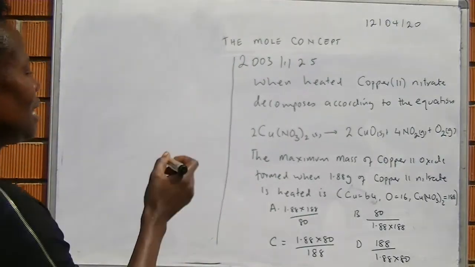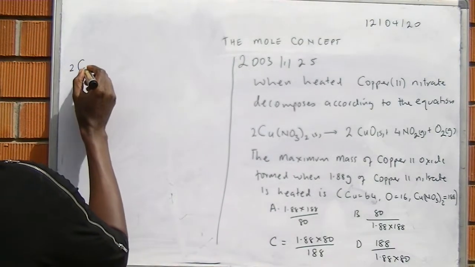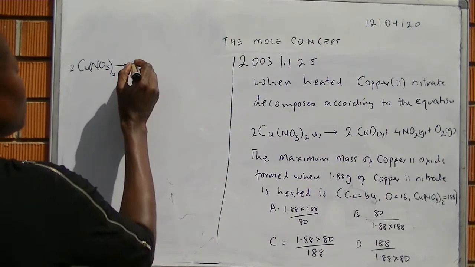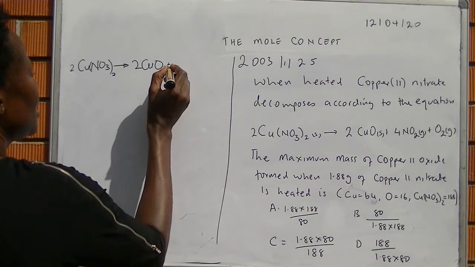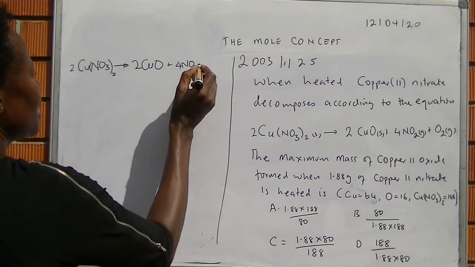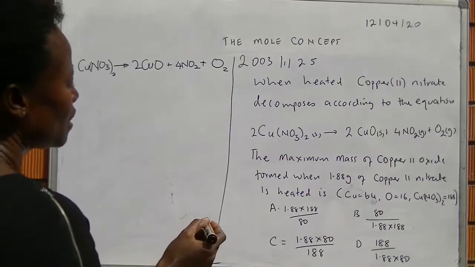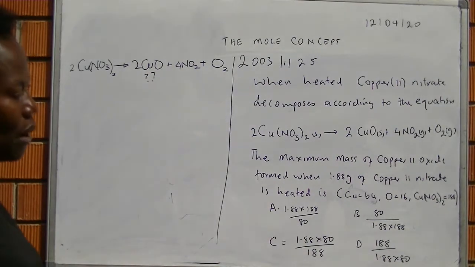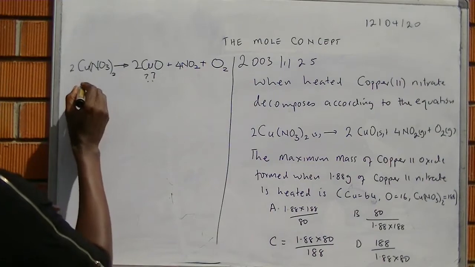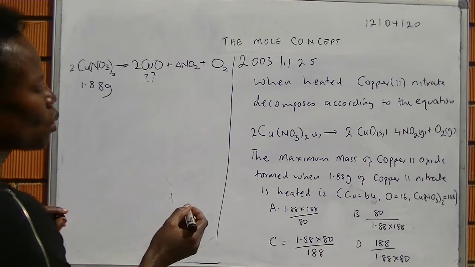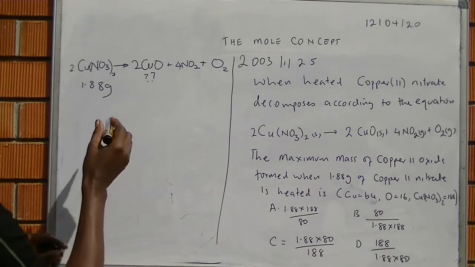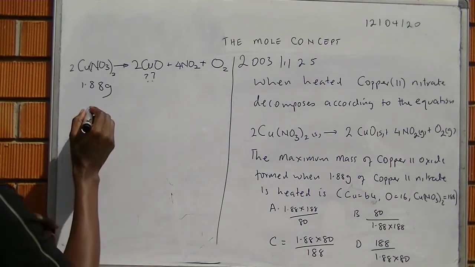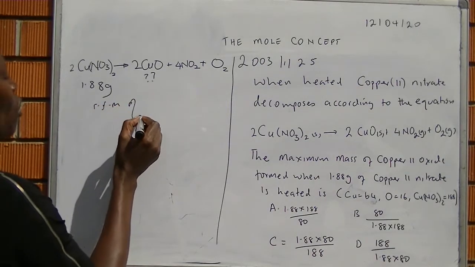I told you always rewrite the reacting equation. 2 copper nitrate, when heated, it gives 2 copper oxide plus 4 nitrogen dioxide plus oxygen. So go back to the question. The maximum mass of copper oxide, put a question mark below copper oxide, when 1.88 grams of copper 2 nitrate is heated. So we are now dealing with the copper 2 nitrate and the copper oxide. They want the mass, we go straight to the RFM of what? Of copper 2 oxide.